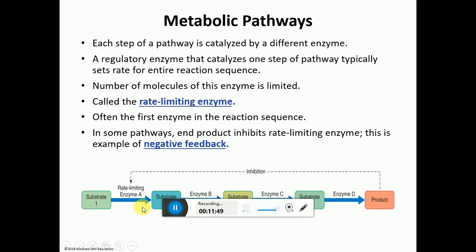Negative feedback means that if there's nothing preventing that reaction from occurring forever, it actually will happen forever, and you're going to have tons and tons of that end product. In order for the body to limit that from happening, when the body has enough of the end product, by inhibition, it will inhibit that very first enzyme and prevent that reaction from occurring. So that is known as a negative feedback mechanism, where the very first enzyme is the rate-limiting enzyme.